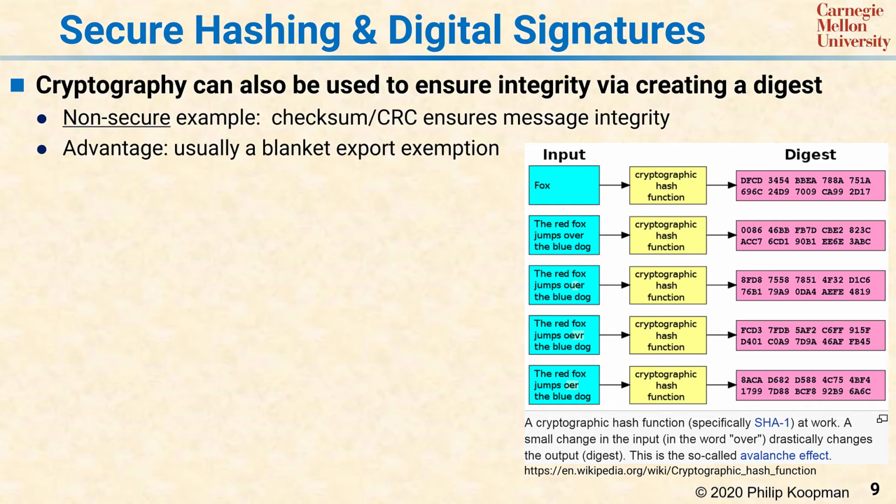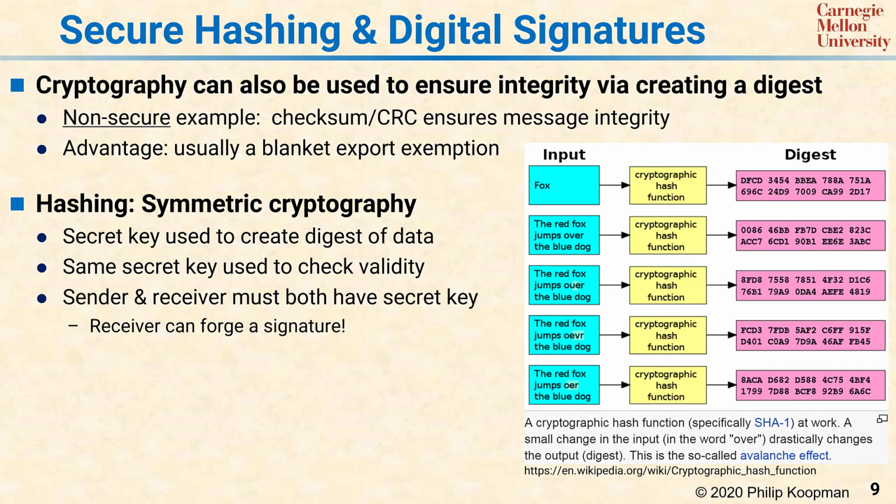So the catch is we want to do that in a secure way. There's a huge advantage to using this type of hashing or signature approach compared to encryption, and that is you usually get a blanket export exemption because you're not trying to keep secrets, even though you're using strong cryptographic algorithms. We'll come back to that in another lecture. First, let's look at symmetric cryptography, which can create hashing functions.